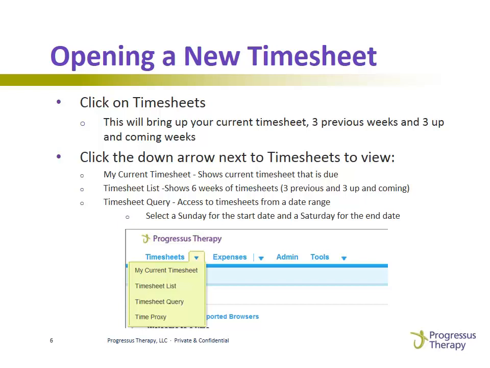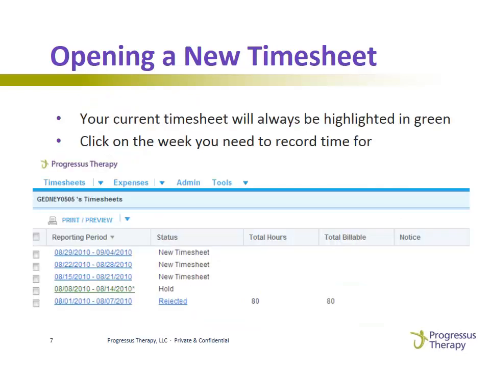Timesheet Query, access to the timesheets from a date range. Select Sunday for the start date and Saturday for the end date. Your current timesheet will always be highlighted in green. Click on the week that you need to record time for.